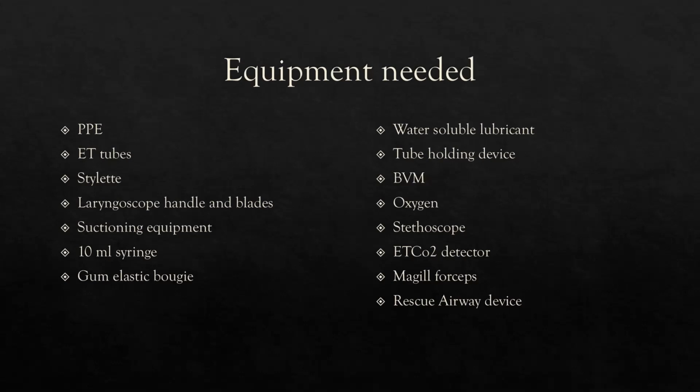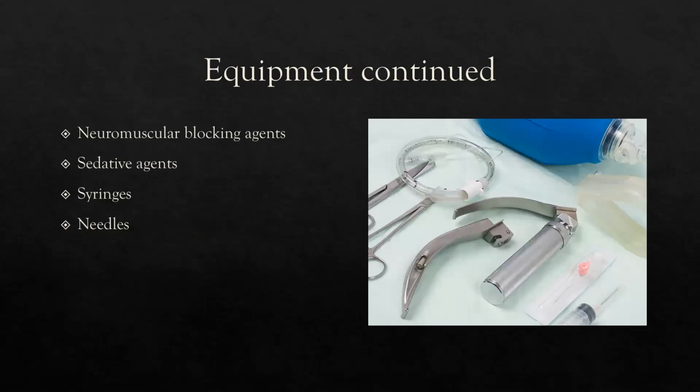Make sure you have a tube holding device, and a bag valve mask that is already connected to oxygen and turned on. Make sure that you have an oxygen source that is turned on and running, a stethoscope, an end-tidal CO2 detector that is already plugged into the monitor, McGill forceps, and a rescue airway device. When I'm talking about a rescue airway device, it's more than just having an iGel, a King Airway, or something similar. I like to not only have that, but also have my tracheostomy equipment as well. So if I do have to do a crike there in the field, I've got it ready. I'm not searching for it.